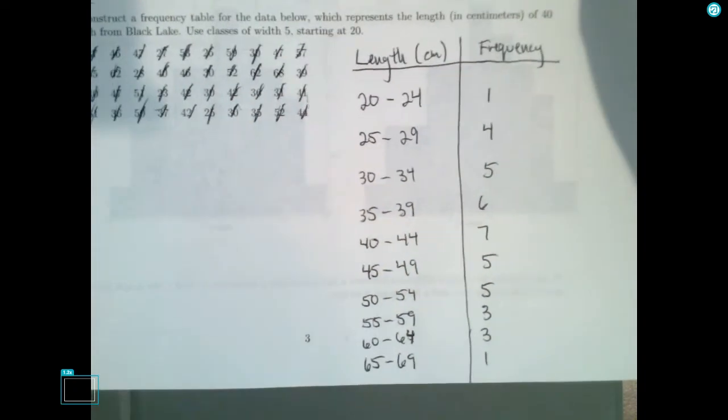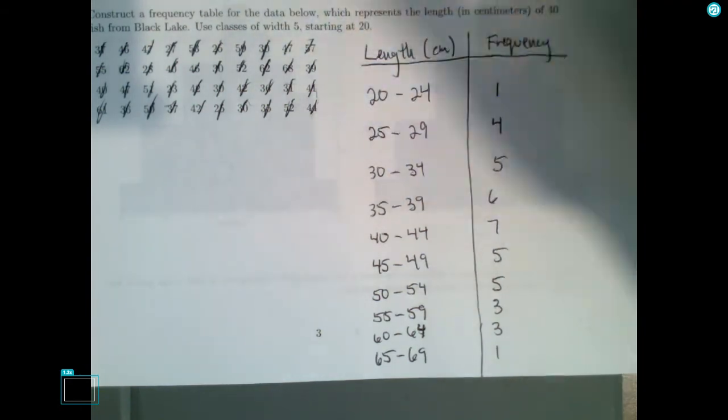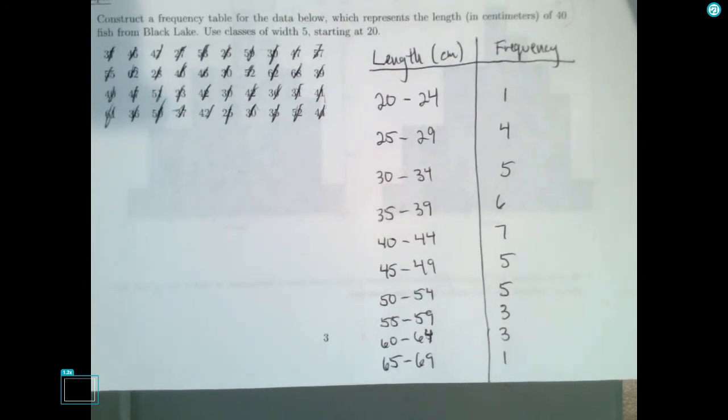Okay, so I think this is what you end up with: 1, 4, 5, 6, 7, 5, 5, 3, 3, 1. Let me check. We should get 40, right? Because there were 40 fish in Black Lake. So if I add these up, 1 plus 4 plus 5 plus 6 plus 7 plus 5 plus 5 plus 3 plus 3 plus 1 is 40. So I think I got it. Okay, so that's what our frequency table would look like here.